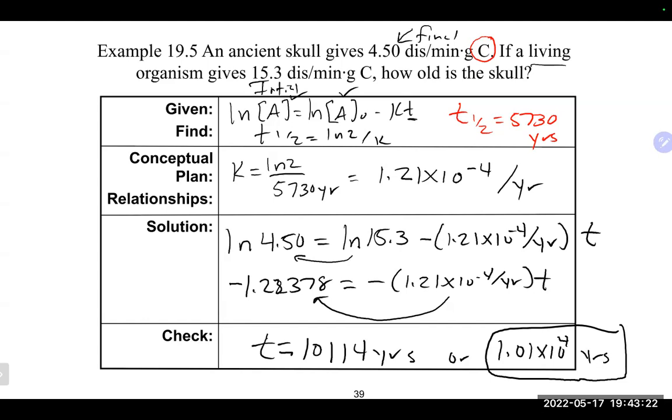Can you leave it with the wrong number of sig figs? Probably. It's not a chemistry class. It's okay, you'd probably be okay, I would think. But the right sig figs would probably be about 3, since everything else is 3. Other questions on that?